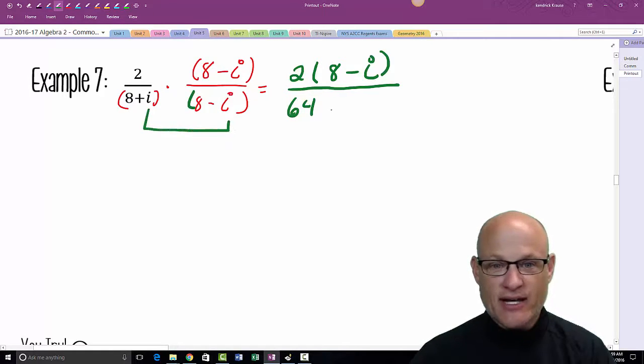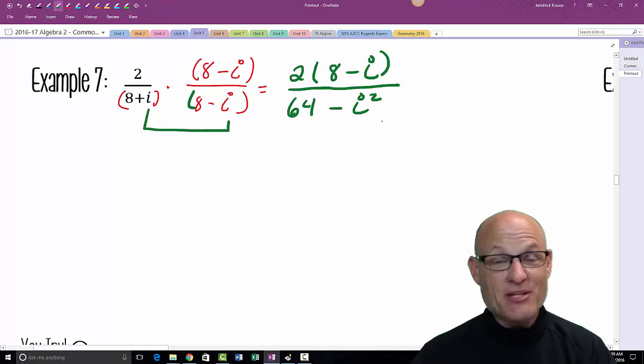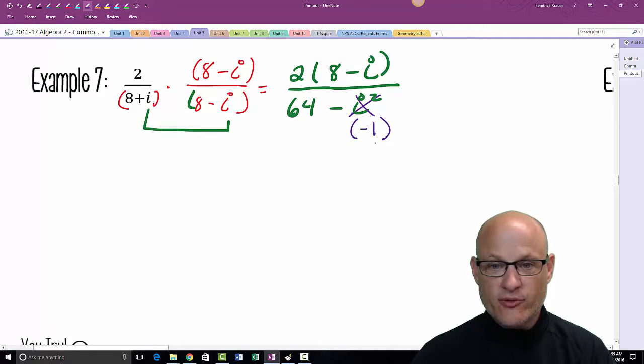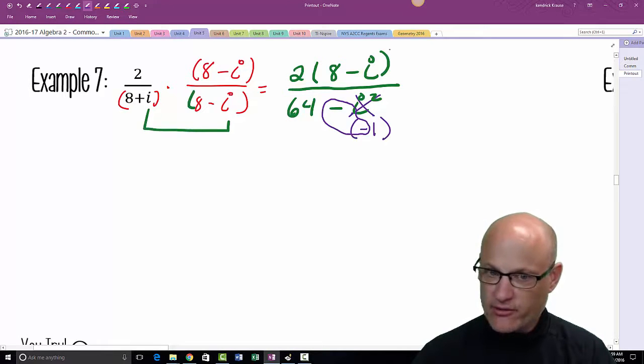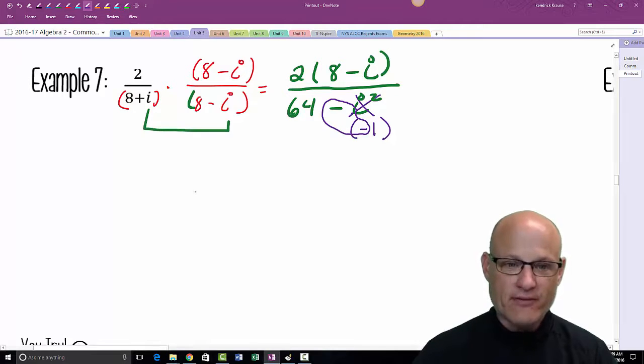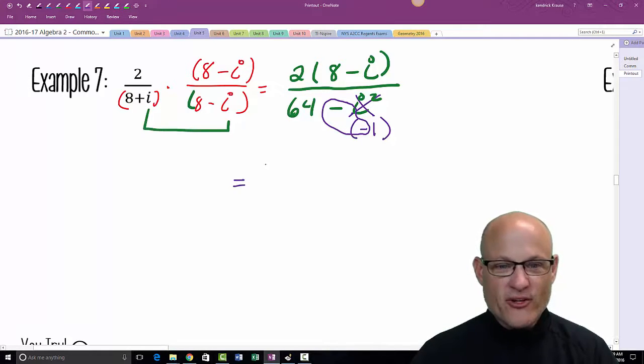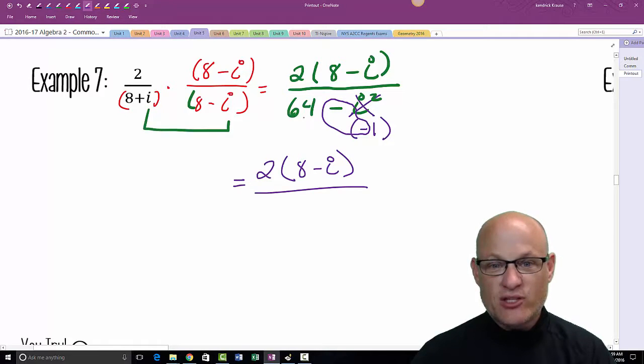I times negative i is negative i squared. Now you have to be very, very careful here, kids. i squared is negative 1. So put it in parentheses like that, because now what do you see here? You see negative, negative, which makes a positive. Okay. So in the numerator, I end up with 2, 8 minus i. In the denominator, I have really 64 plus 1, which is 65.